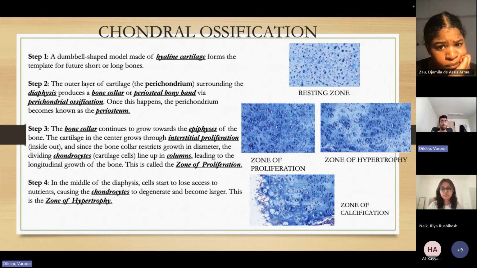Then in the middle of the diaphysis, due to the bone collar again, the cells start to lose access to the nutrients, causing the chondrocytes to degenerate.